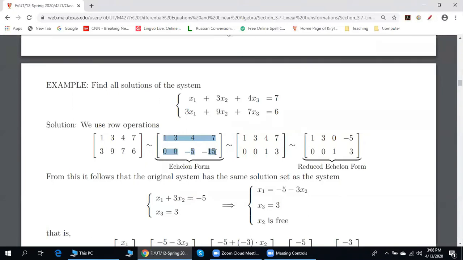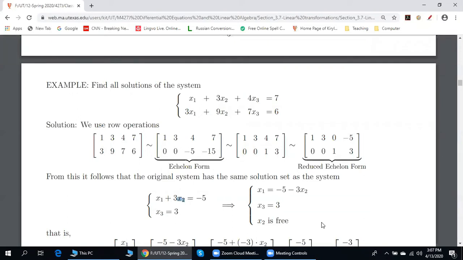In order to find all these solutions, we keep applying elementary row operations in order to obtain the reduced echelon form. After that, we switch to the corresponding system and we leave all basic variables on the left and we move all free variables, in our case we have just one free variable, x2, to the right. Here's a complete description of all solutions of our system.